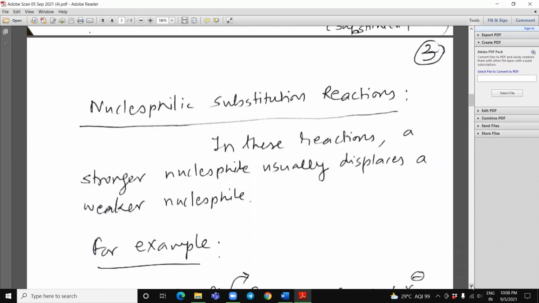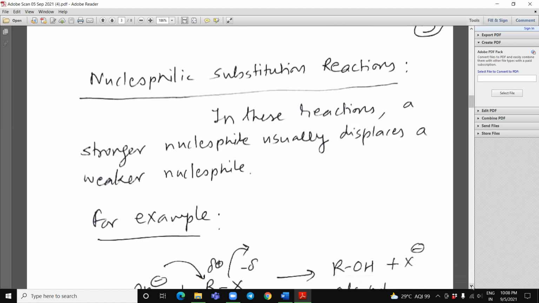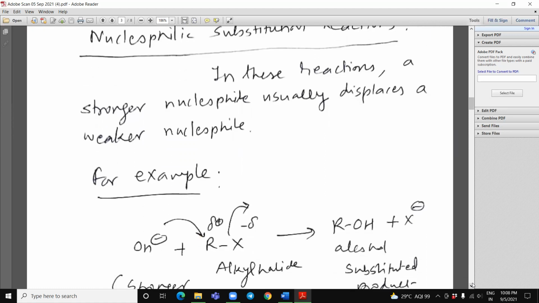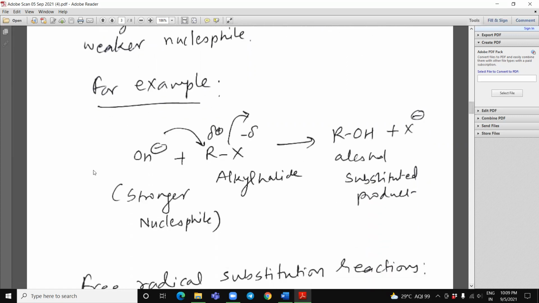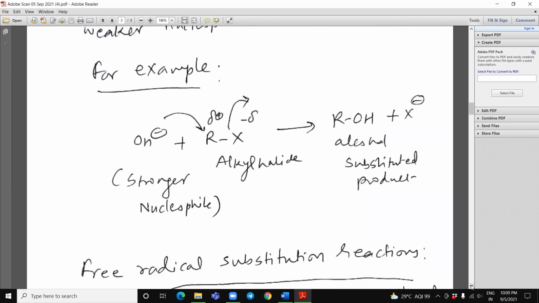In nucleophilic substitution reactions, in these reactions, a stronger nucleophile usually displaces a weaker nucleophile. For example, alkyl halide, when it is reacted with a stronger nucleophile or base, the weak nucleophile is displaced. So it is called nucleophilic substitution reaction.